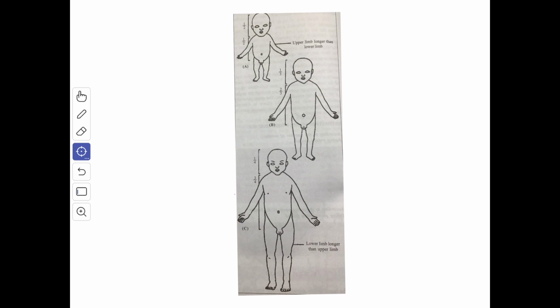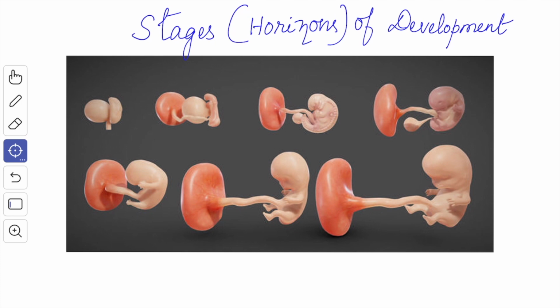A full-term fetus presents at birth completely descended testes in the scrotum in male, attachment of the umbilical cord in the center of the anterior abdominal wall, and the appearance of an ossific center at the lower end of the femur. Next we'll see the stages or the horizons of the development.